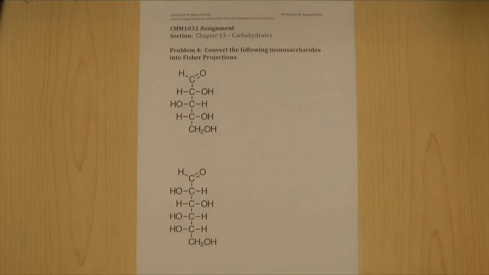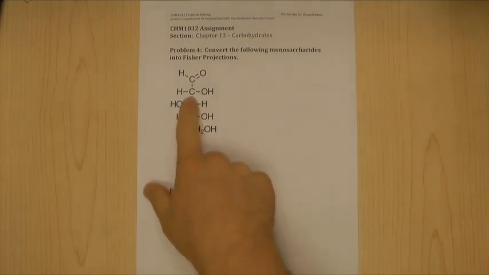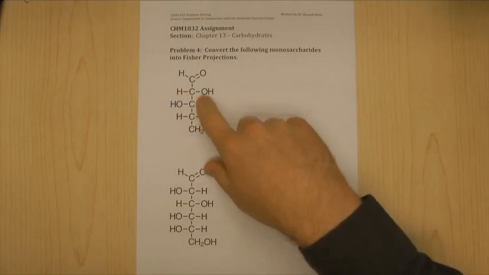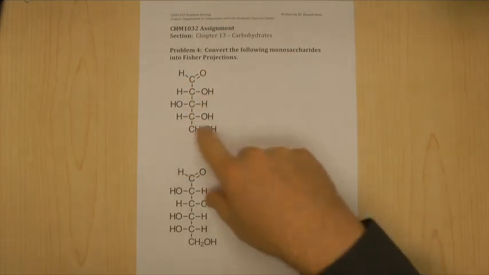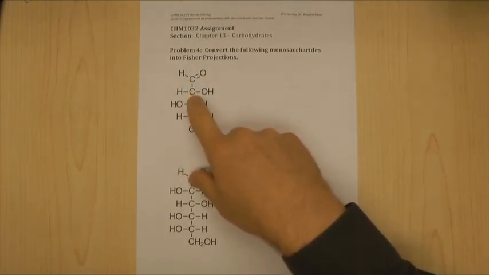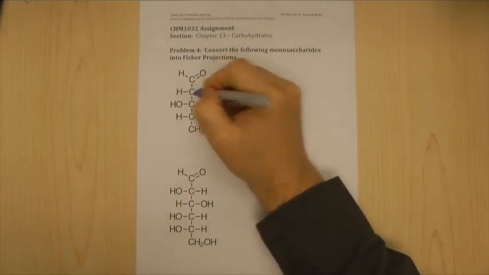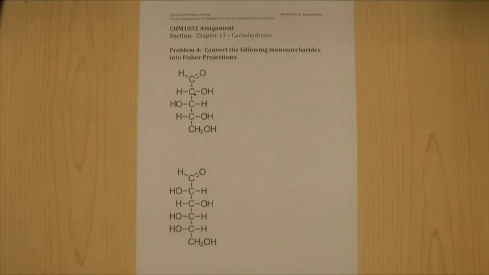So the first thing we need to understand is that in a Fischer projection, the chiral carbons, the atoms, are not shown. Remember, a chiral carbon is a carbon that has 4 different groups attached to it. So let's look at this one here. This carbon has a hydrogen, an OH, an aldehyde, and this whole group down here. This carbon is chiral. Let's put a little dot by it. It has 4 different things attached to it.